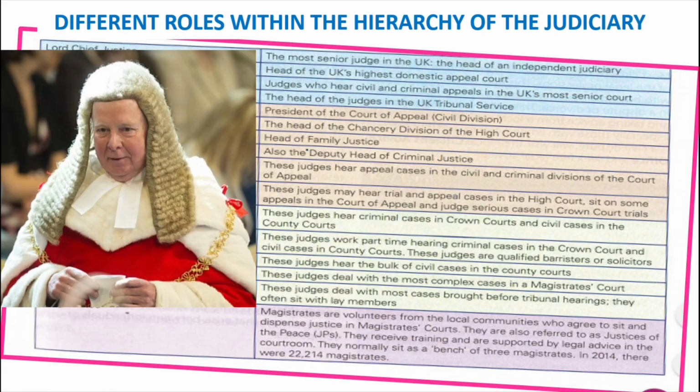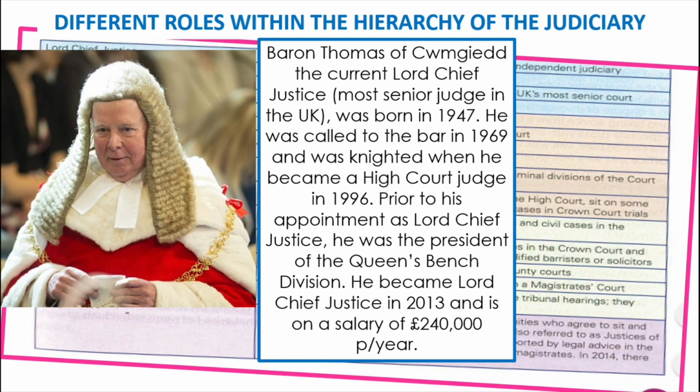This is the current Lord Chief Justice. His name is Baron Thomas of Cumgead, the current Lord Chief Justice, the most senior judge in the UK. He was born in 1947. He was called to the bar in 1969 and was knighted when he became a High Court judge in 1996. Prior to his appointment as Lord Chief Justice, he was the President of the Queen's Bench Division. He became Lord Chief Justice in 2013 and is on a salary of £240,000 per year.